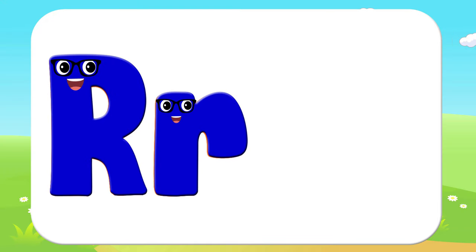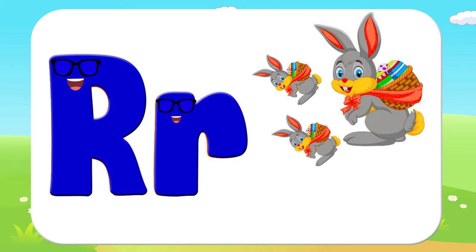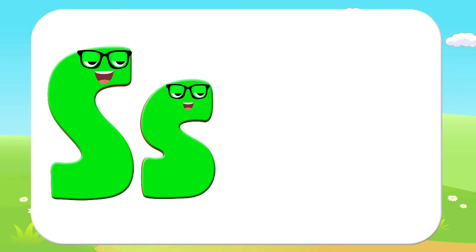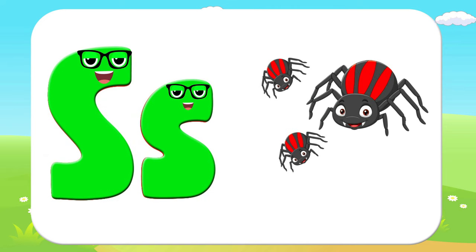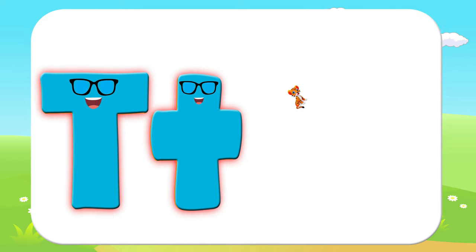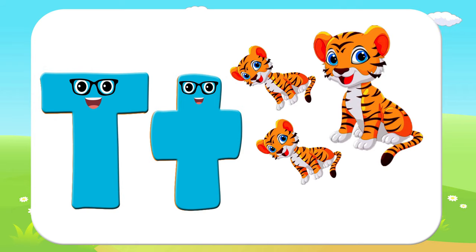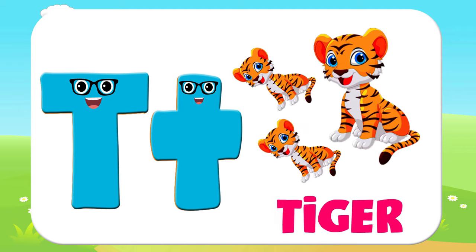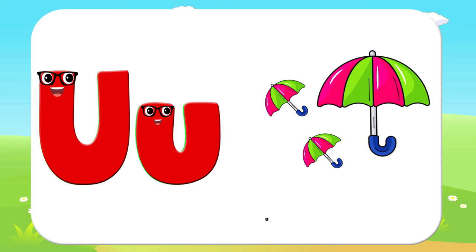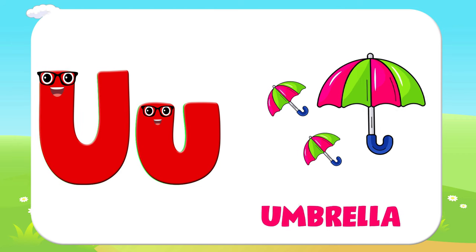R. R, r, r. Rabbit. R, rabbit. S, s, s. Spider. S, spider. T. T, t, t. Tiger. T, tiger. U. U, u. Umbrella. Umbrella.